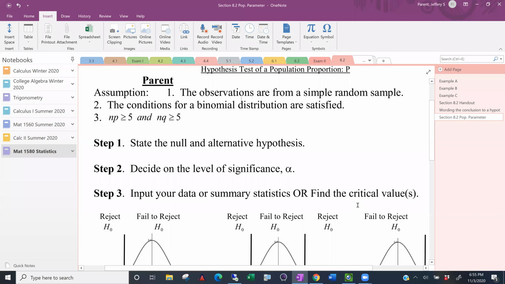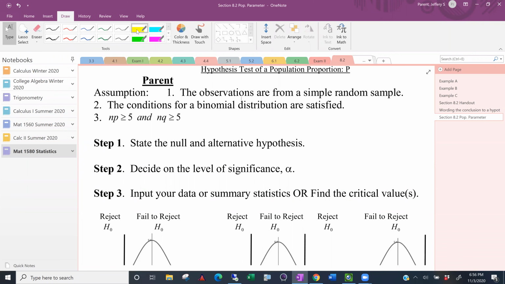Now, in order to test a claim involving a population proportion, there's a few assumptions that you have to be able to make. So the first one is that you've got observations from a simple random sample. Now, we're not going to be able to actually test this or see this. It's just an assumption we're going to have to make. We will make it. Second is that the conditions for a binomial distribution are satisfied.